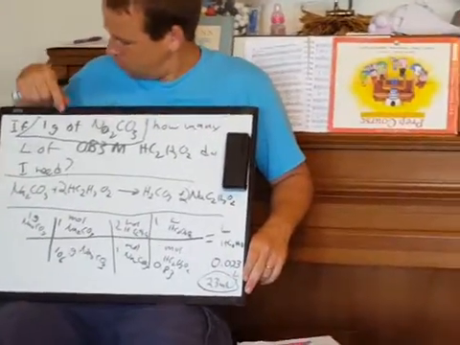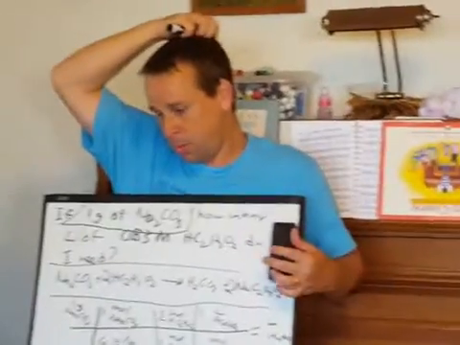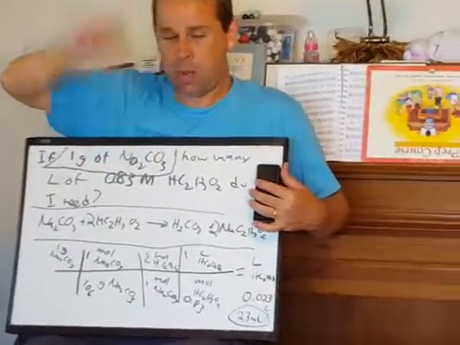23 milliliters of acetic acid for every 1 gram of sodium carbonate.